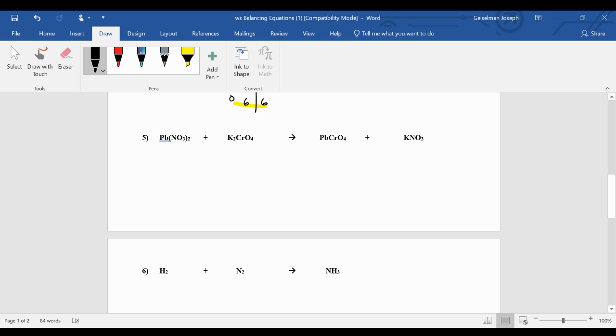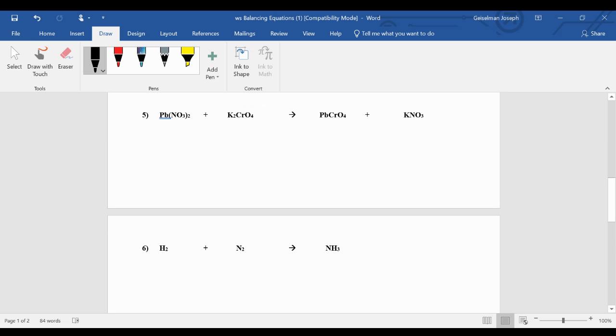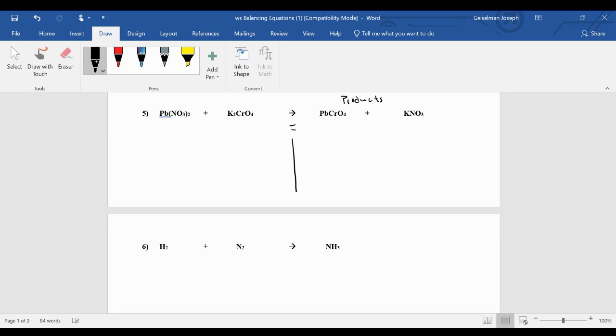Last one for this side. All right, we got big ones here with lead. So again, remember we have our products and our reactants. Our products are over here. Reactants are over here. And we have lead, nitrogen, oxygen, potassium, chromium on either side.